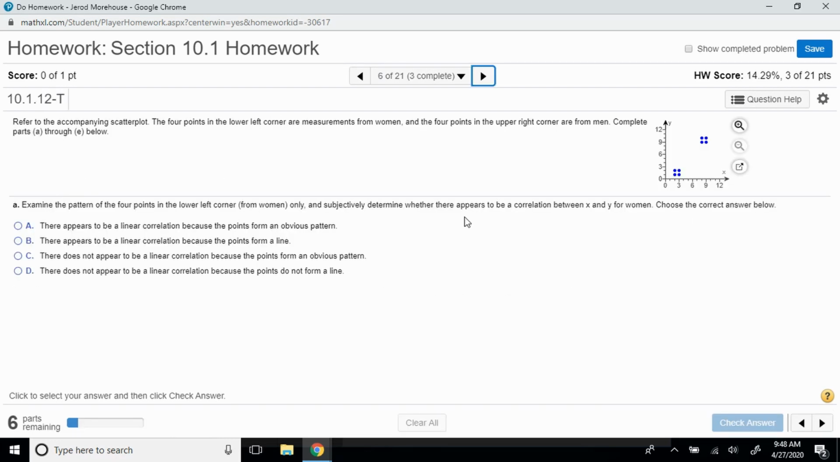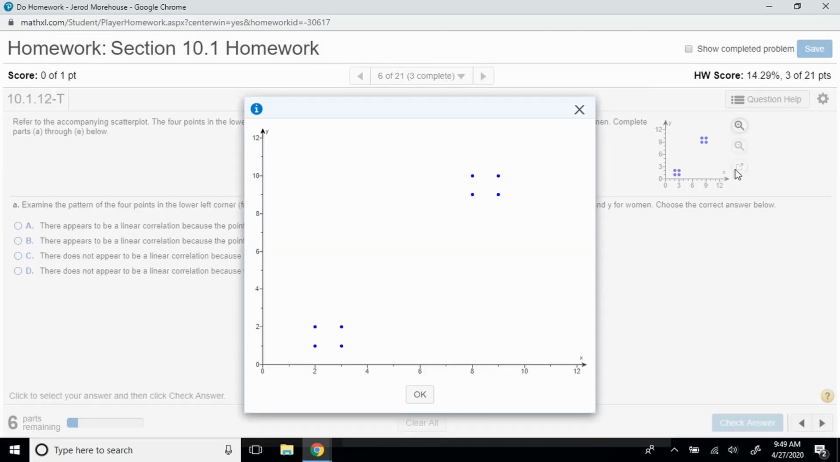Number 6 says, refer to the accompanying scatter plot. The 4 points in the lower left corner are measurements from women, and the 4 points in the upper right corner are from men. Complete parts A through E below. And we have this graph. I'm going to go ahead and pop it up. It's a little bit bigger.